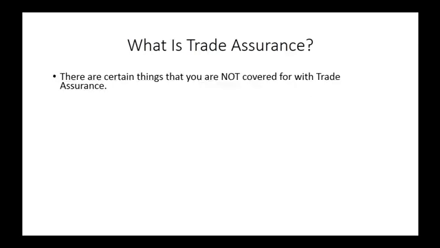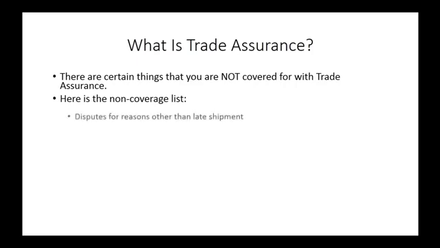Now, it's important to note there are certain things that you are not going to be covered for with the trade assurance program. Here's that non-coverage list. First, you're not going to be covered for disputes for reasons other than late shipment. So if you don't necessarily like the way someone interacted with you, or you don't necessarily like something that you got in the package and it wasn't agreed upon, then that's not going to be something that you're going to be covered under using trade assurance.